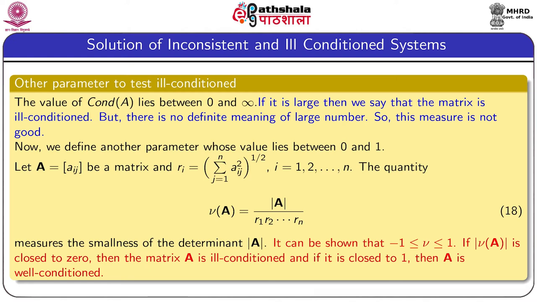It can be shown that the value of nu lies between minus 1 and 1, because the determinant value may be negative or positive. If the absolute value of nu A is close to 0, then the matrix is ill conditioned, and if it is close to 1, then the matrix is called well conditioned.